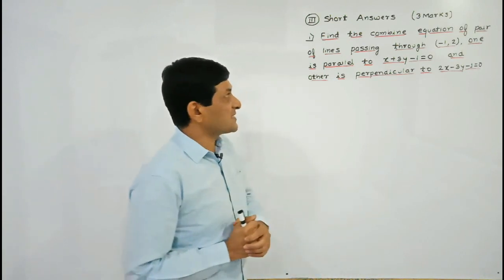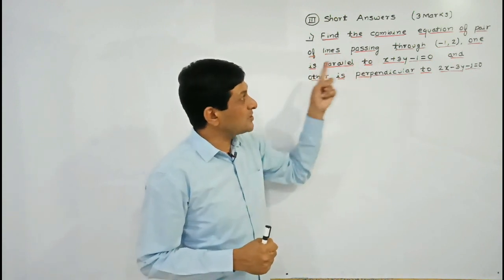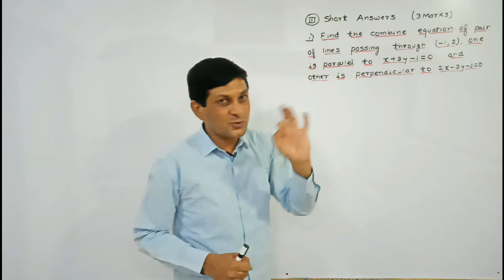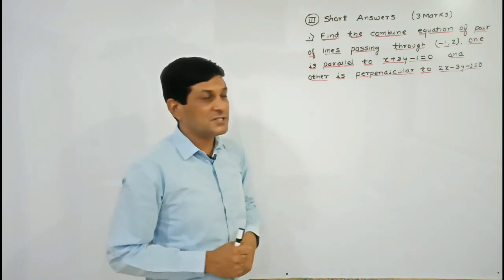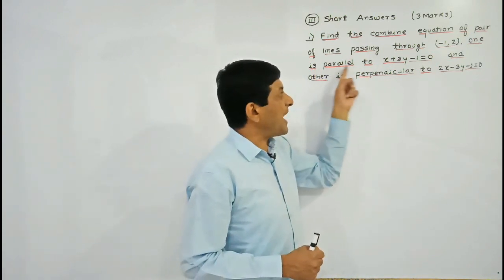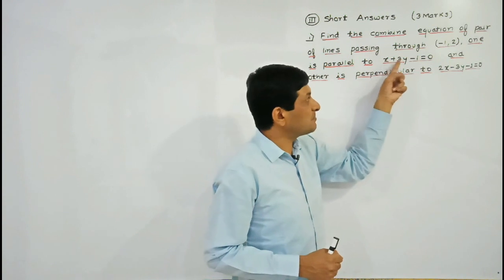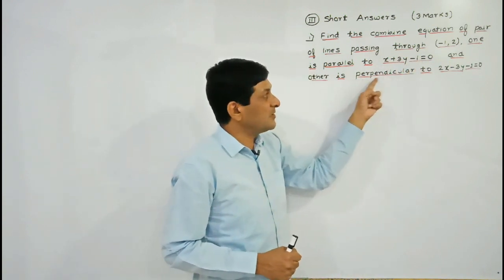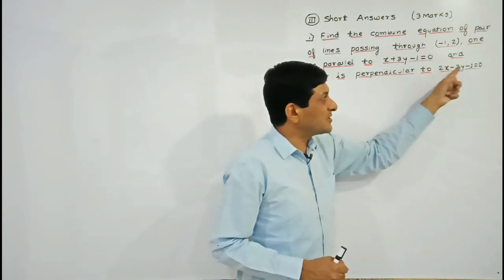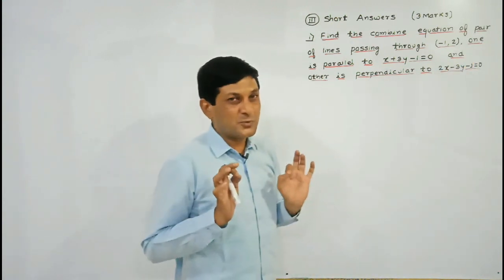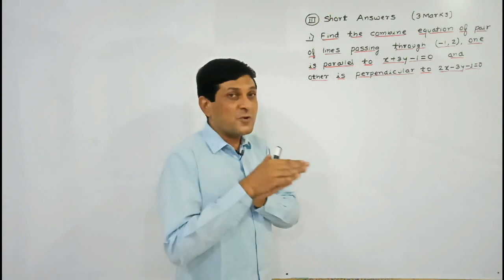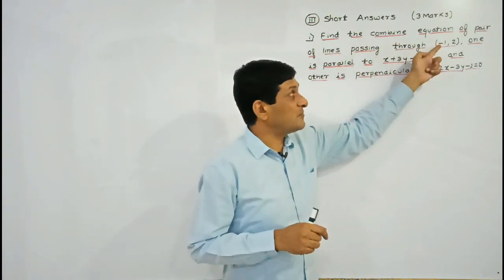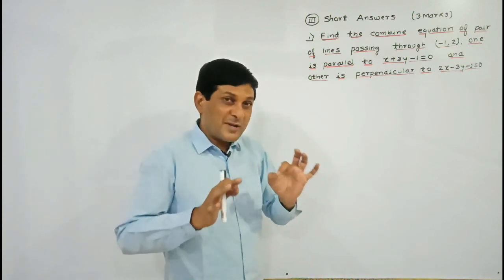See, in the first example we have to find the combined equation of a pair of lines passing through a point, meaning both lines pass through the point, so one point on the line is given to us. One line is parallel to the line x plus 3y minus 1 is equal to 0 and the other is perpendicular to the line 2x minus 3y minus 1 is equal to 0. Now one point on our required line is given to us. We have to find the combined equation of such lines which pass through this point.